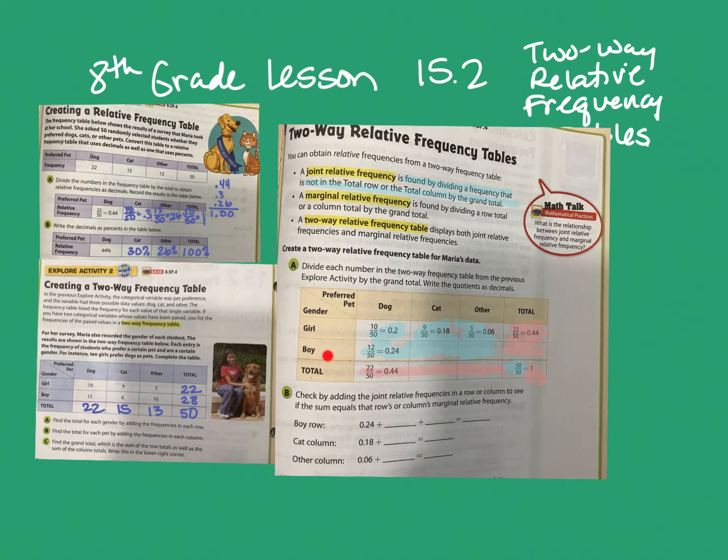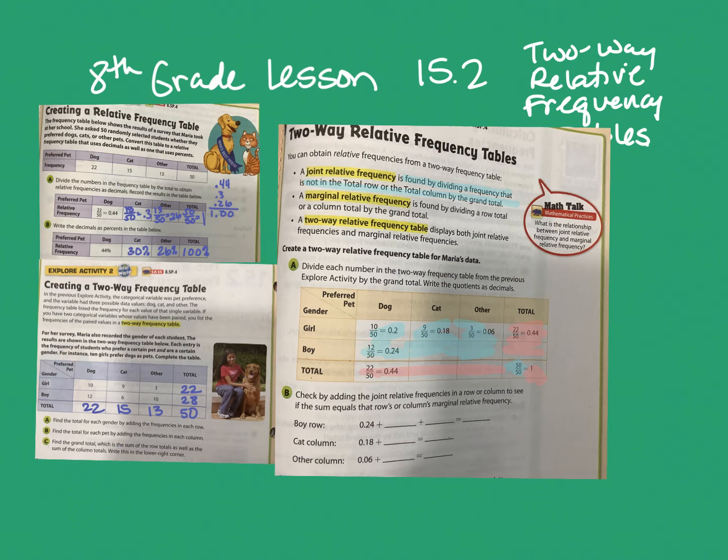So of the boys, they did a lot of them for us. Of the girls who liked dogs, 10 of them, divided by 50, 0.2 was the joint relative frequency. 9 girls preferred cats, divided by the grand total of 50, so 0.18 or 18% of girls like cats in the class. 3 were the girls who liked other pets, divided by the grand total of 50. This is joint relative frequency, 0.06, which would be 6%.